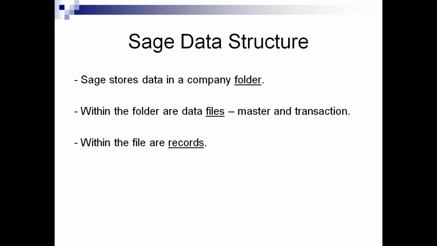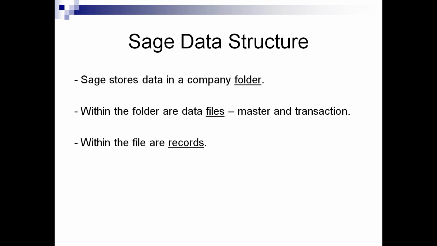Okay, so starting on page 1 of the Word document handout, we're going to talk about the Sage data structure. And I'm pretty sure you're all really familiar with this concept, that Sage is storing all your data for a particular company in a folder. So you have Sage data folders out there that you're accessing to go in and process your information through the accounting. And then within that folder are specific data files.